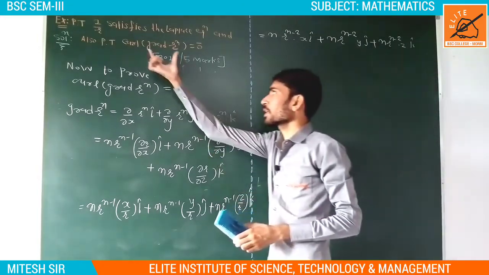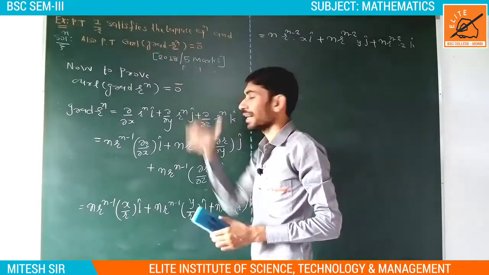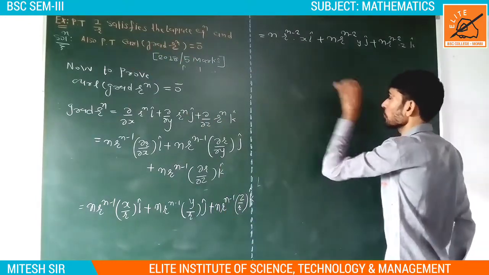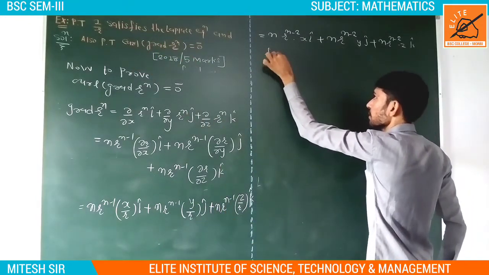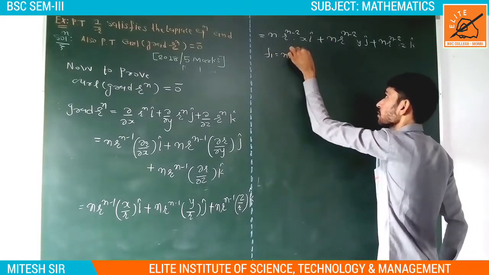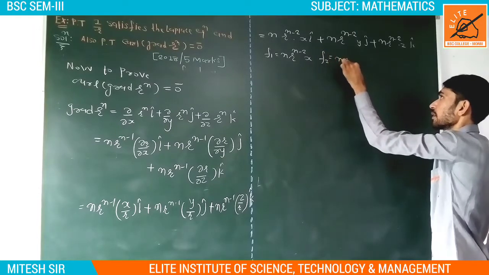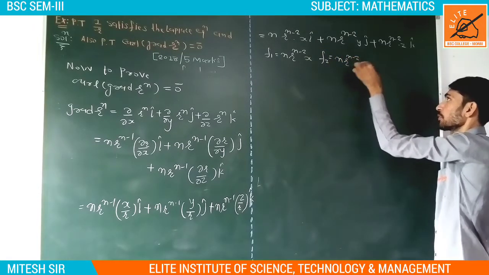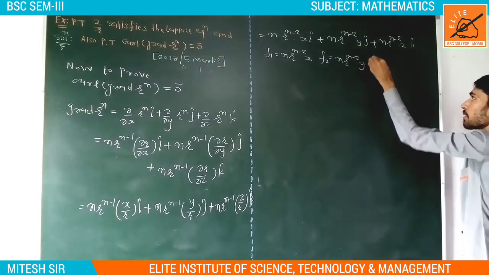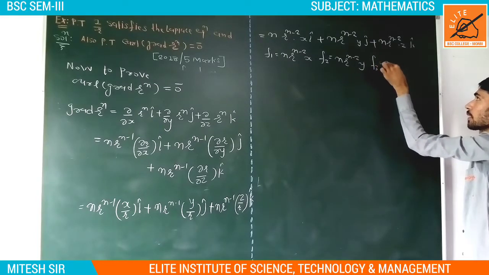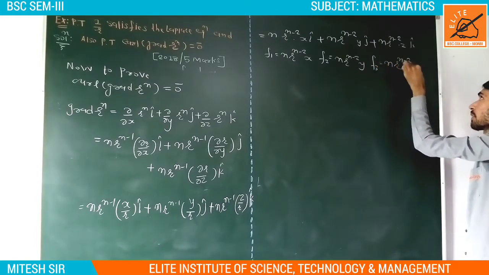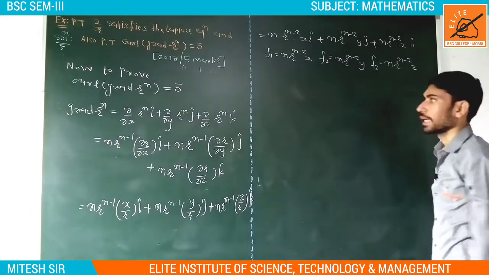Now we start with the LHS side and we obtain the RHS side. So first of all here we write our f1 term is n r raised to n minus 2 x. Our f2 term is n r raised to n minus 2 into y. And our f3 term is n r raised to n minus 2 into z. Now we find the curl.